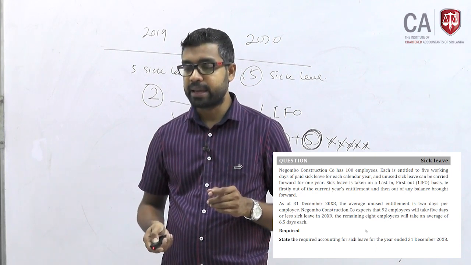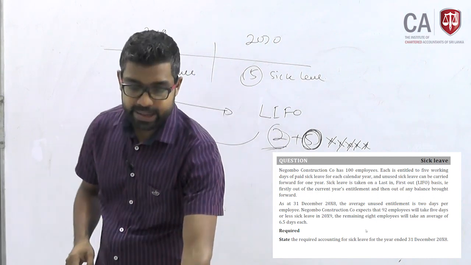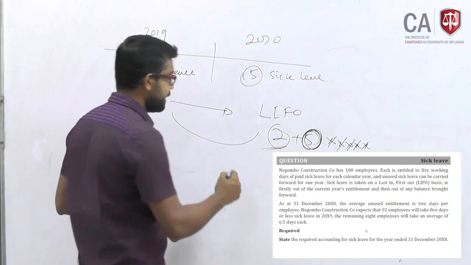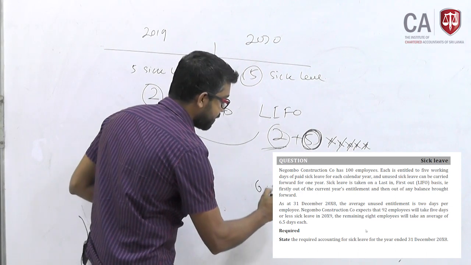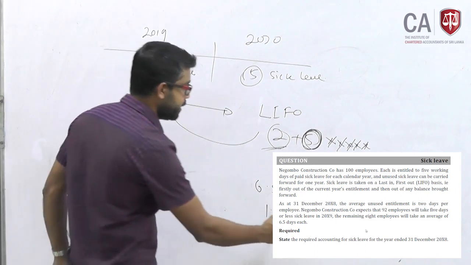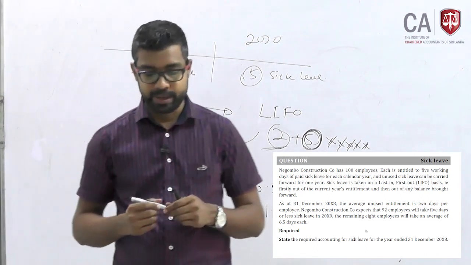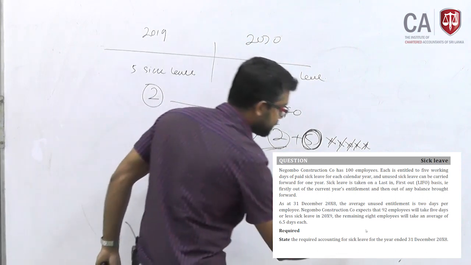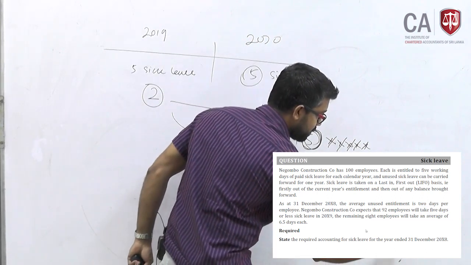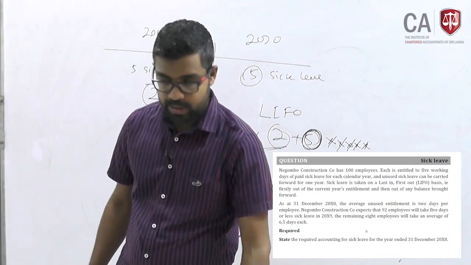The remaining 8 will take an average of 6.5 days. You are entitled to 5 days, but the balance will take 6.5, which means an extra 1.5 days into 8. Extra 1.5 into 8 means 12 days. You will utilize this from the carried forward balance.